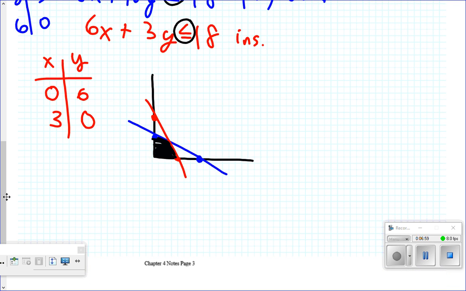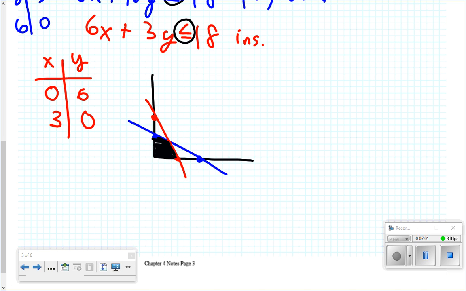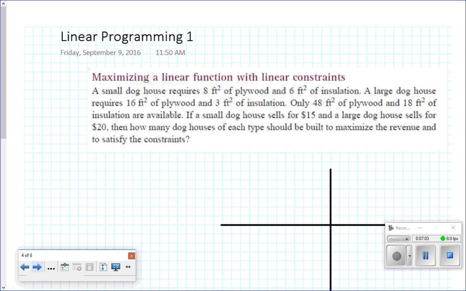All right, now we're ready to take this one step further. So look at this problem. This is your first linear programming problem from start to finish. A small doghouse requires 8 square feet of plywood and 6 square feet of insulation. You'll notice that we have the same exact word problem we just did, but they're adding a new component. They're adding, if a small doghouse sells for $15 and a large doghouse sells for $20, then how many doghouses of each type should be built to maximize the revenue?